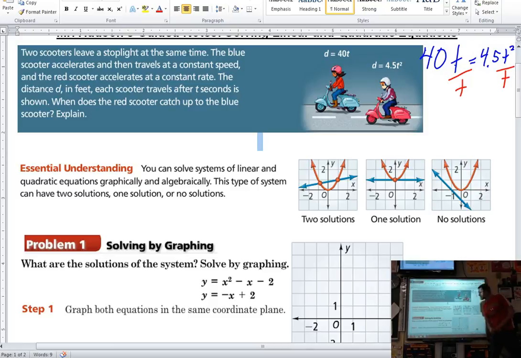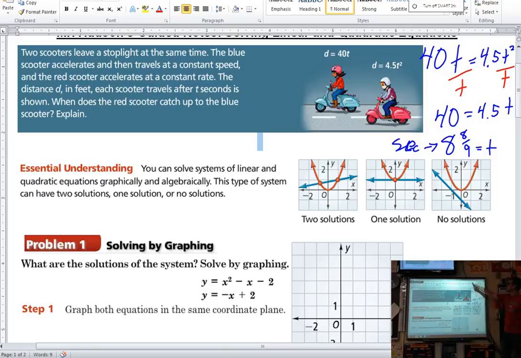So now we get 40 equals 4.5t. And to finish solving, we divide by 4.5. That's 8 8/9, and that'll be in seconds. So after about 9 seconds.